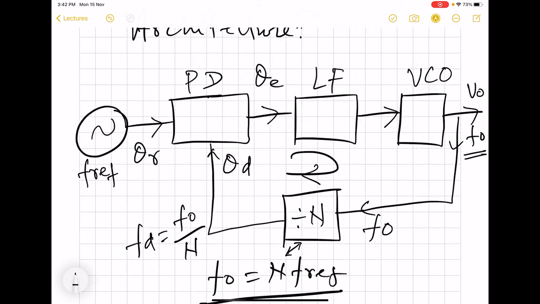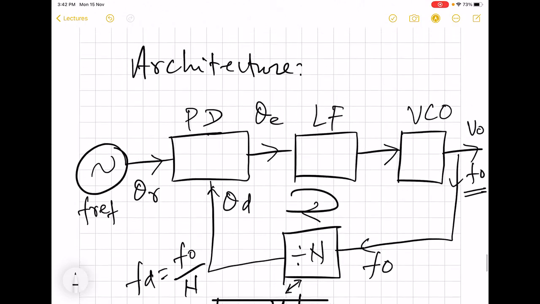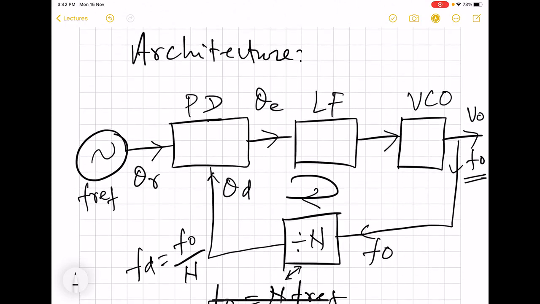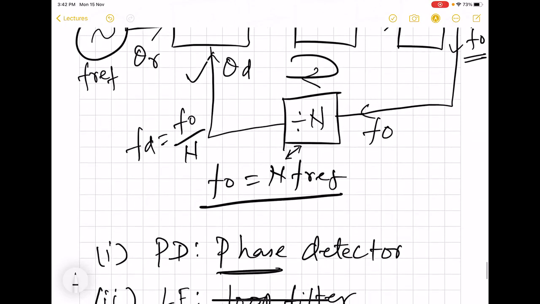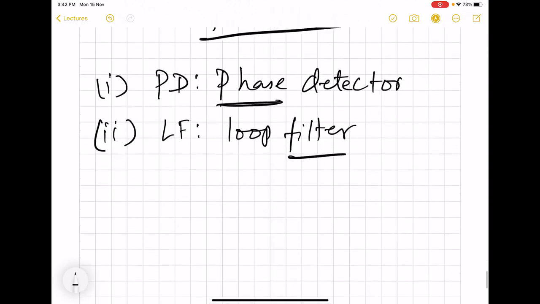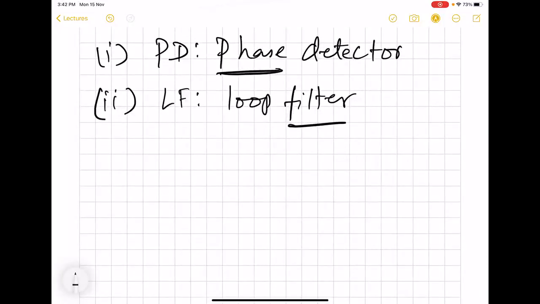Here you can see that this is a loop, a locked loop. So it basically tries to track something. Fundamentally it tries to match the phase of this reference with the phase of the divider signal, and in the process ensures that the output is f0 with the relation f0 is equal to n times fref. We will see later on how it functions.